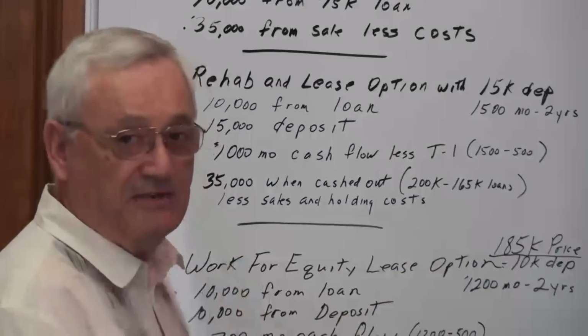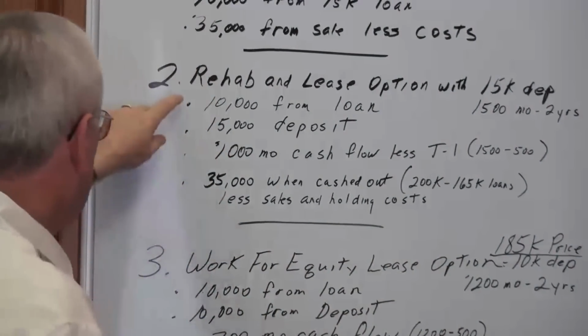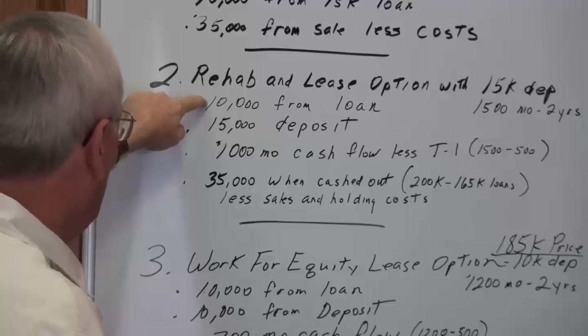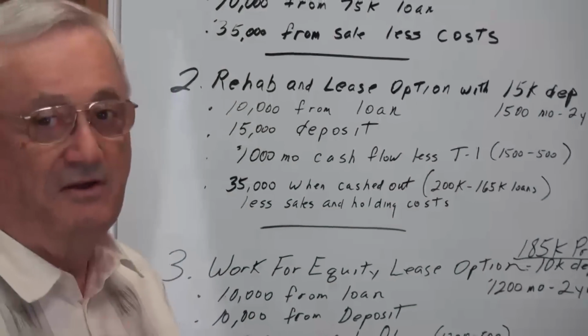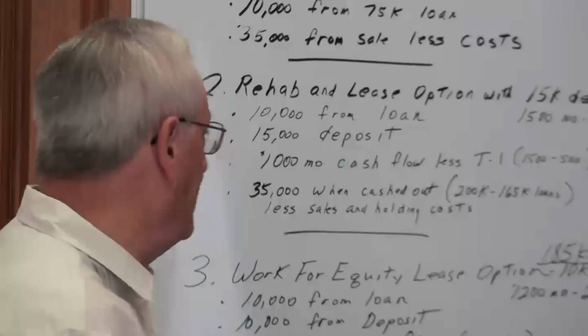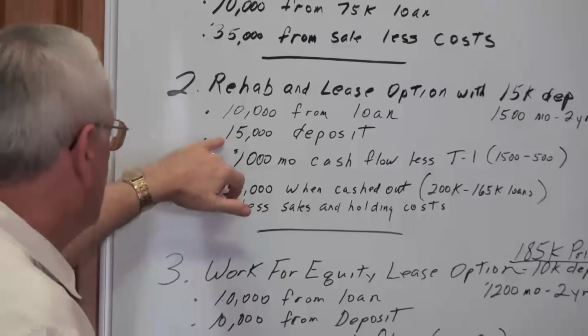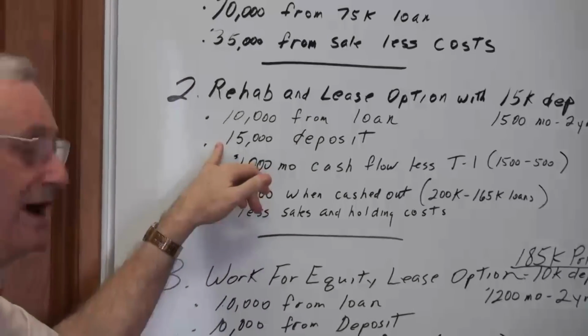So now let's look at your cash flow on this one. I got $10,000 from the loan. Remember, I borrowed $75,000. I only needed $65,000: $40,000 for the seller, $25,000 for repairs. I got a $15,000 deposit down from the buyer.